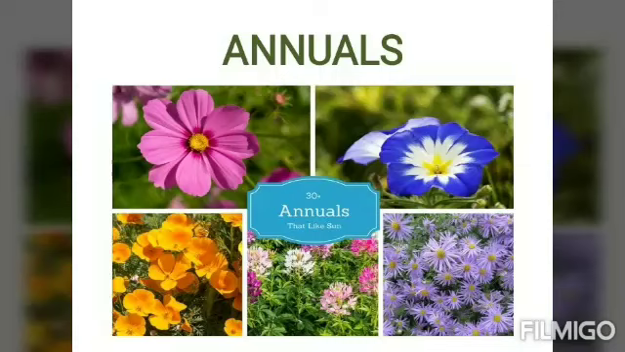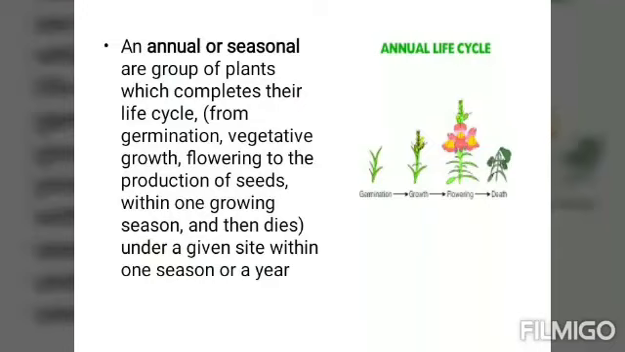Now we'll start with the new topic, that is annuals. So, what is an annual or seasonal plant? They are a group of plants which complete their life cycle in one season or in one year. They complete their total life cycle, starting from germination. You can see here in the picture, I've written germination, and then vegetative growth and flowering, seeding, and finally death of the plant.